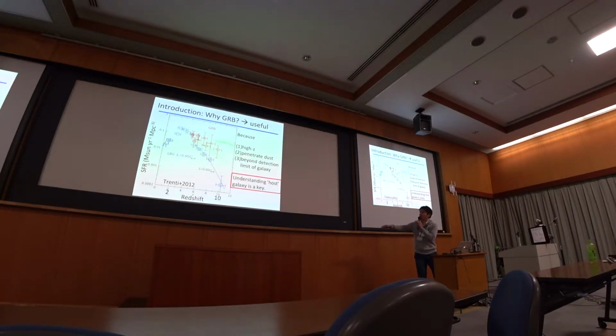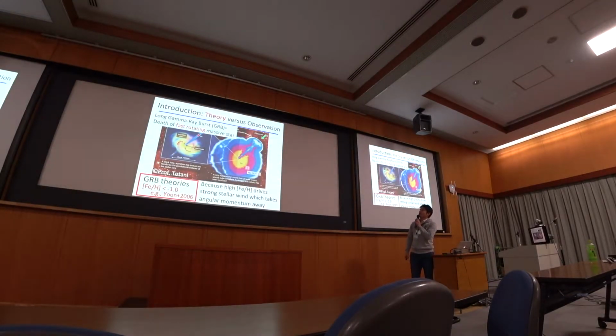But of course, in order to take advantage of these three, it's very important to understand what the host galaxy is, that is, what kind of star formation is traced by gamma ray bursts. So we need to understand these things, and my talk is about them. We want to understand the physical properties of the host galaxies of gamma ray bursts. This is key. This is an imaginary picture of a gamma ray burst.